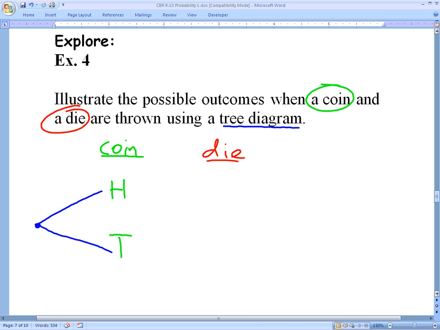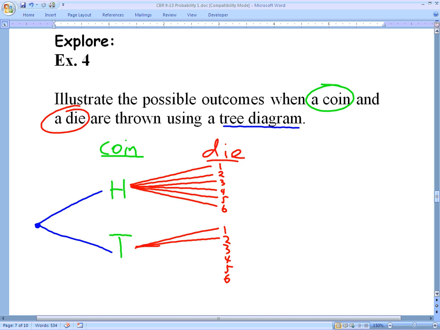Now we get to the die. Well, what could happen when I roll a die? I could get a 1, a 2, a 3, 4, 5, or 6. Well, all of those possibilities could come from getting a heads first, or a heads on the coin. So I could get heads with any of those 6 different outcomes on the die, or I could get 1, 2, 3, 4, 5, 6 tails with any of those outcomes on the die.